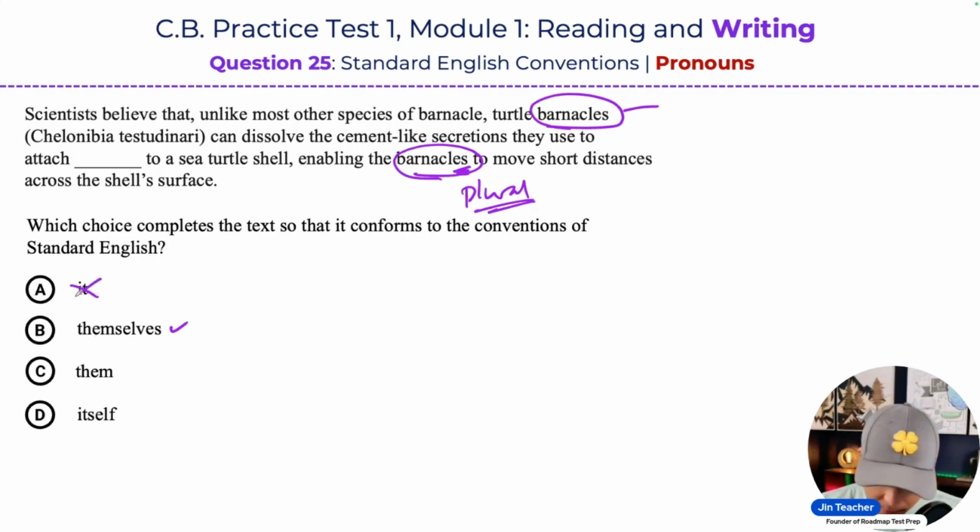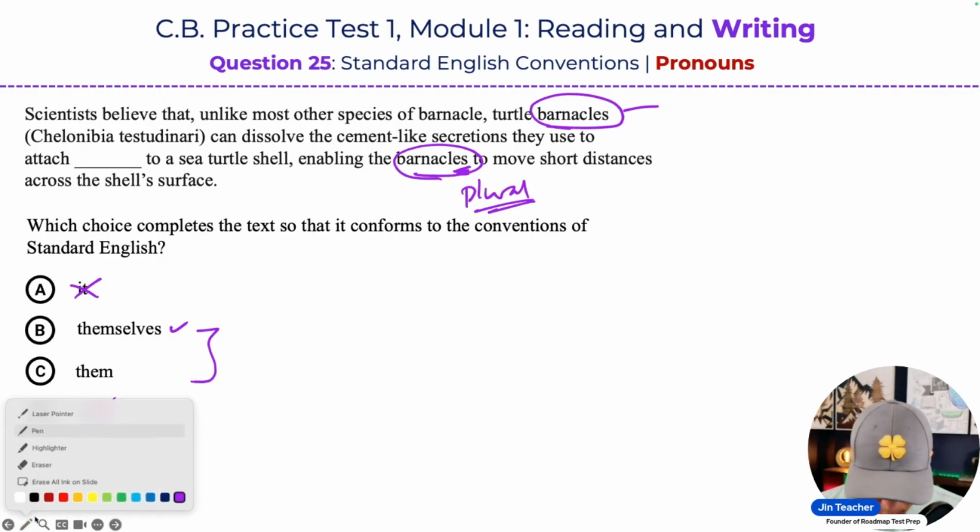So this is why we can get rid of answer choices A and D, because these answer choices violate the rules of grammar. It's not grammatically correct to say it when the sentence is referring to the turtle barnacles in the plural form, not the singular form. So we get rid of A and D. Now next, we'll go one step further for you guys. What's the difference between themselves and them?